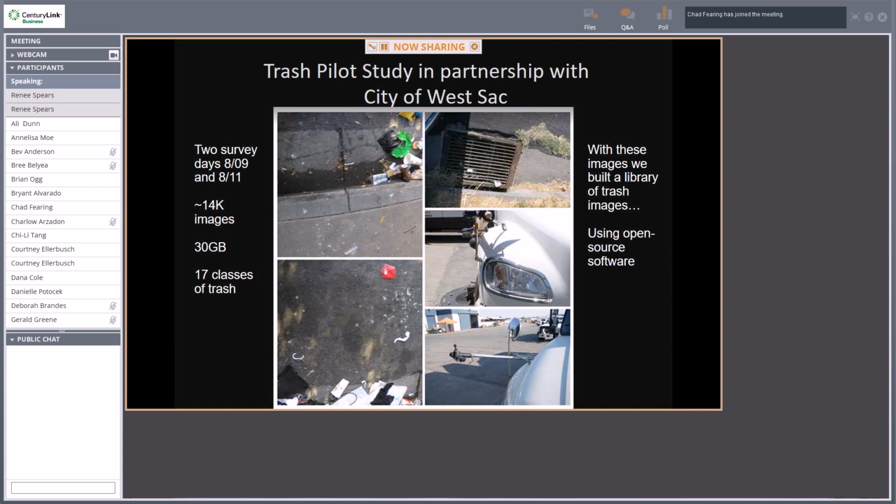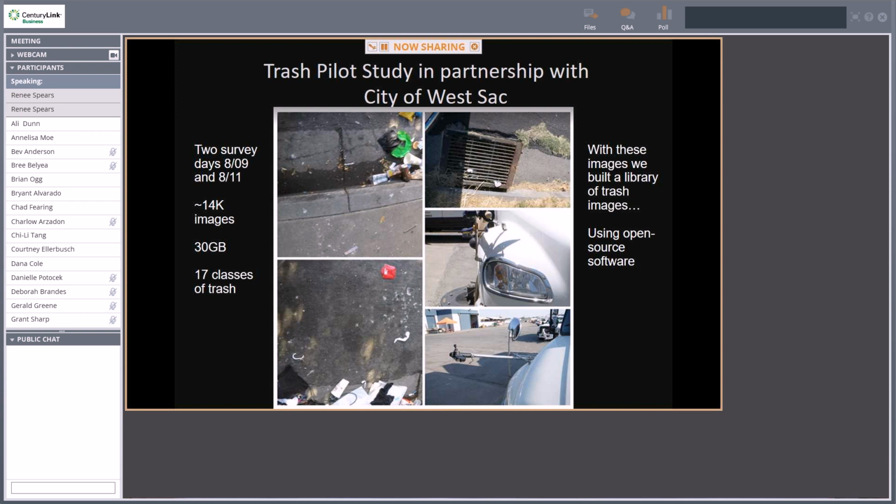So far, we've sent the camera out twice for 2 survey days. We have 2 more days coming up in September to survey the same neighborhoods that we surveyed in August. We've collected about 14,000 images, which total about 30 gigabytes of data.